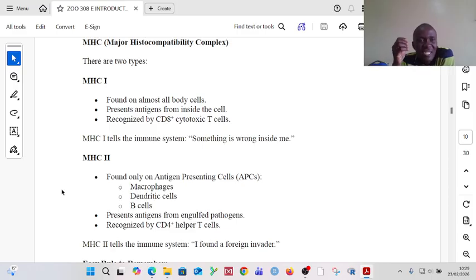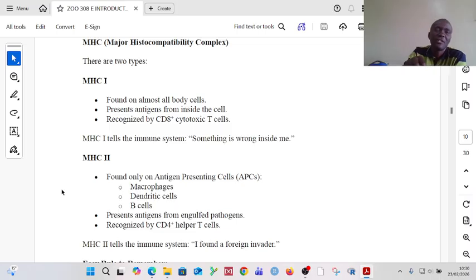Then this MHC1 is recognized by the cytotoxic T cells. These are the CD8 T cells. So it means the MHC class 1 is displaying antigens from inside the cell. In an easier way, the MHC1 functions by telling the immune system that something is wrong inside this cell.